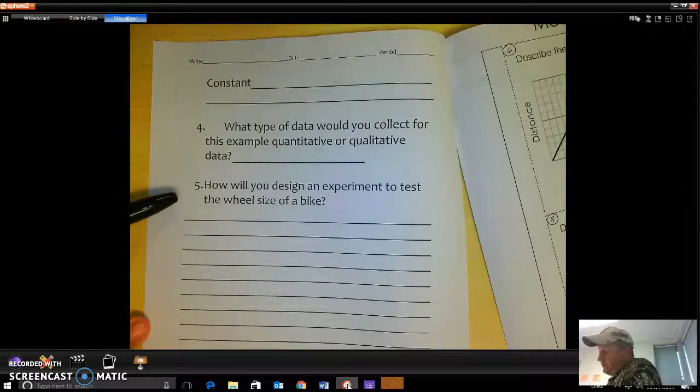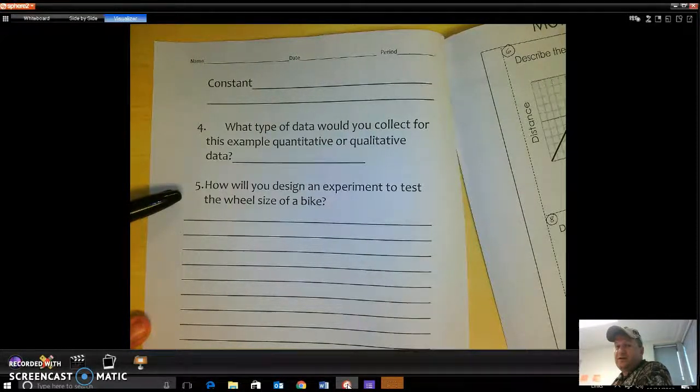For question 5, I want you to think about the entire scientific method. How will you design an experiment to test the wheel size of a bike? What would you do first? What would you do second, third, and so on? And how would you know if you can answer the question to your hypothesis or not?